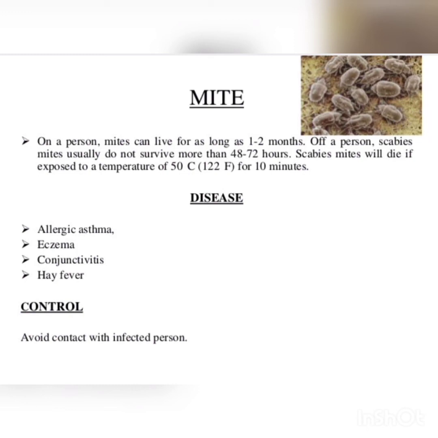So they cause diseases such as allergic asthma, eczema, conjunctivitis, hay fever. So you can control these infections caused by mites by keeping away from the infected person, not coming in contact with the infected person. So that is another vector called mite.